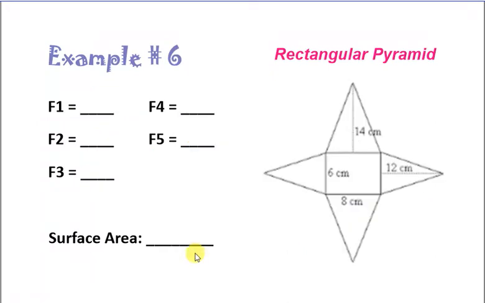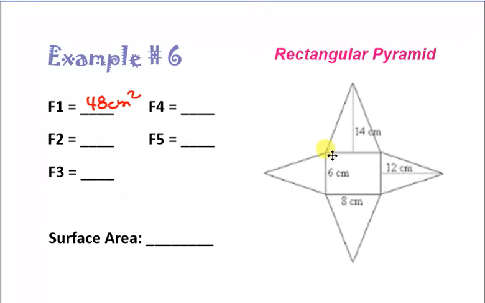All right, now here's a rectangular pyramid that does not have a square on the bottom, and it's a net as well. So this one has a rectangle on the bottom, which I'm going to solve first. So it has a base of 8 and a height of 6. So 8 times 6 is going to be 48 centimeters squared.